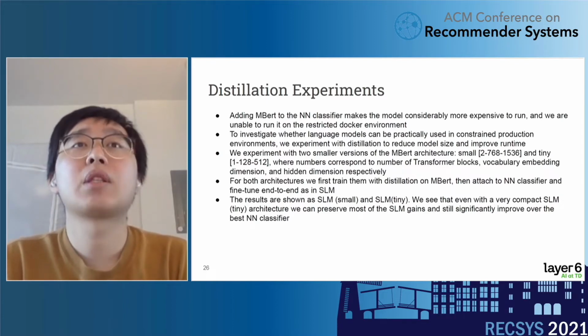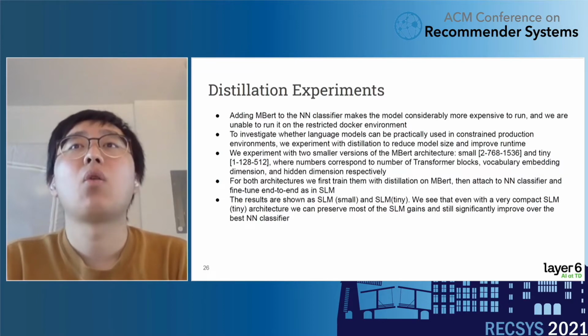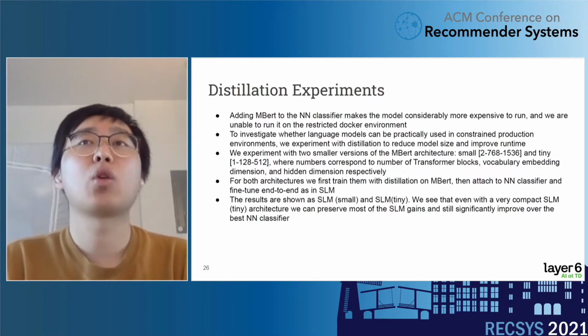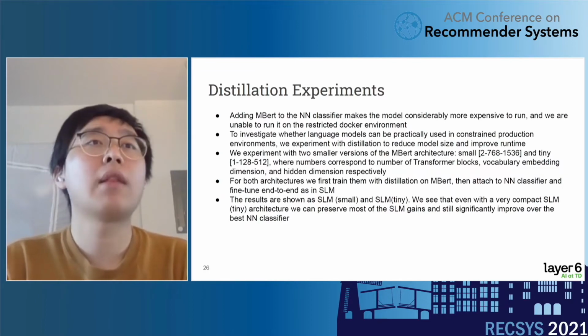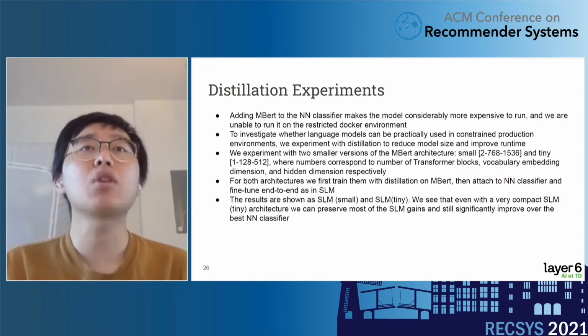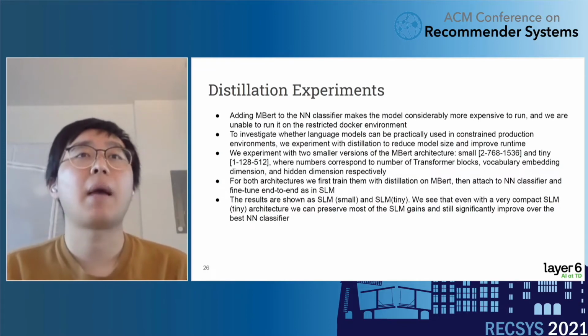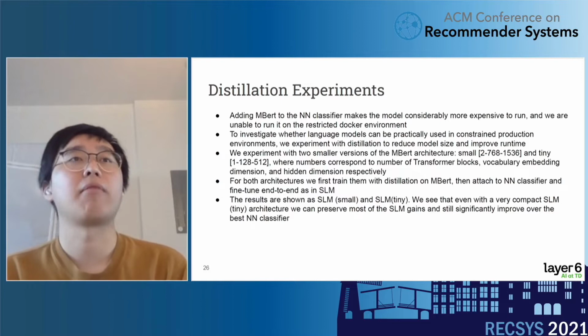We experiment with two smaller versions of the mBERT architecture. We call the first one small, which is 2, 768, 1536. And the second model, we call tiny. It's 1, 128, and 512. The numbers correspond to the number of transformer blocks, vocabulary embedding dimension, and hidden dimension respectively.